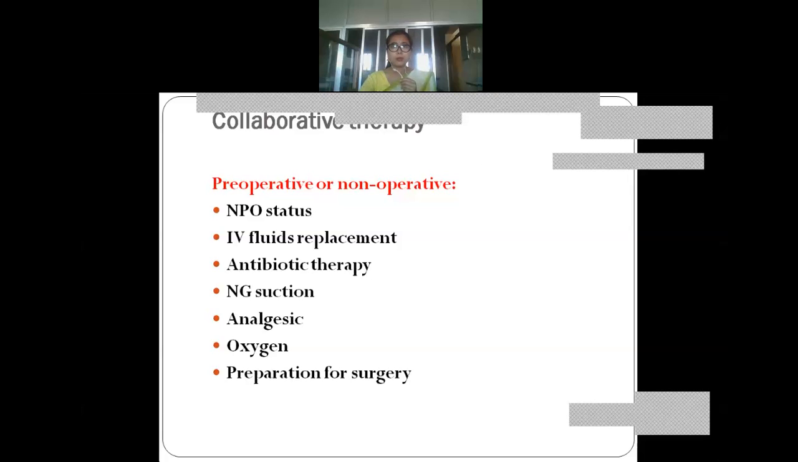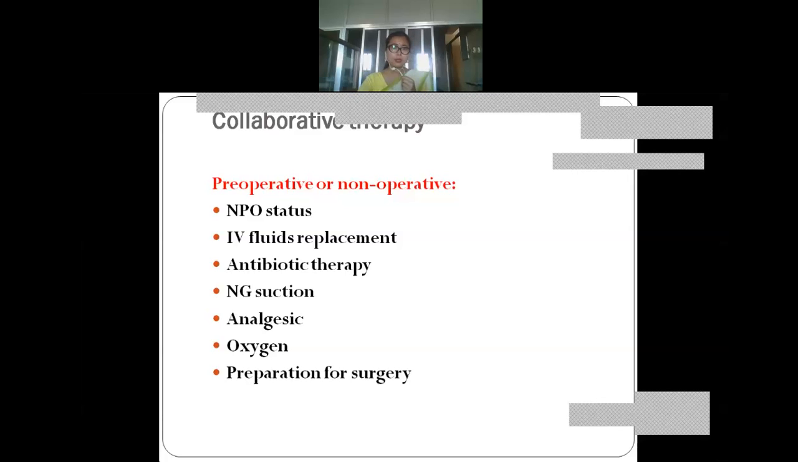And in preoperative care, before the patient goes for surgery, the first is NPO status and IV fluid replacement, because there is shifting of fluid from the vascular space into the peritoneal cavity. So intravascular volume will be less and that can lead to hypovolemia, meaning low blood volume in the body.